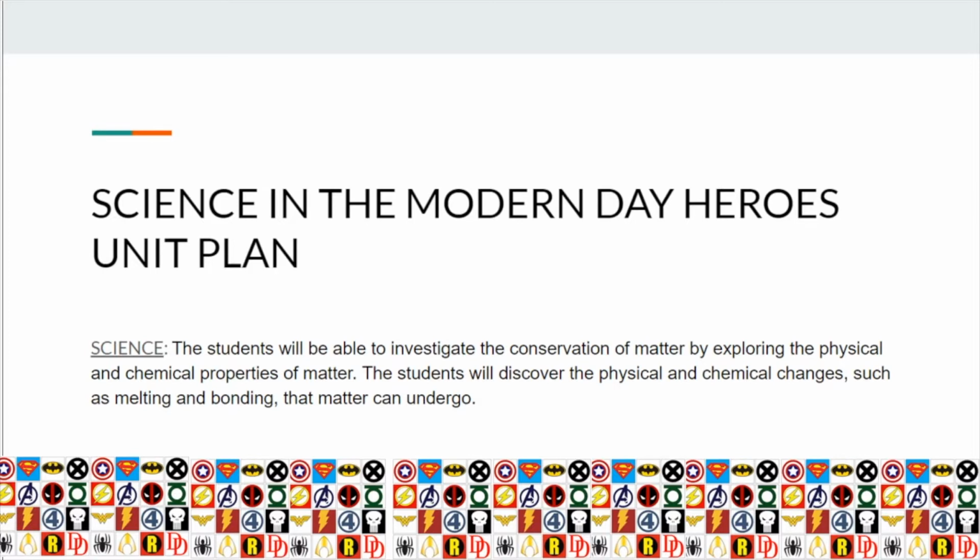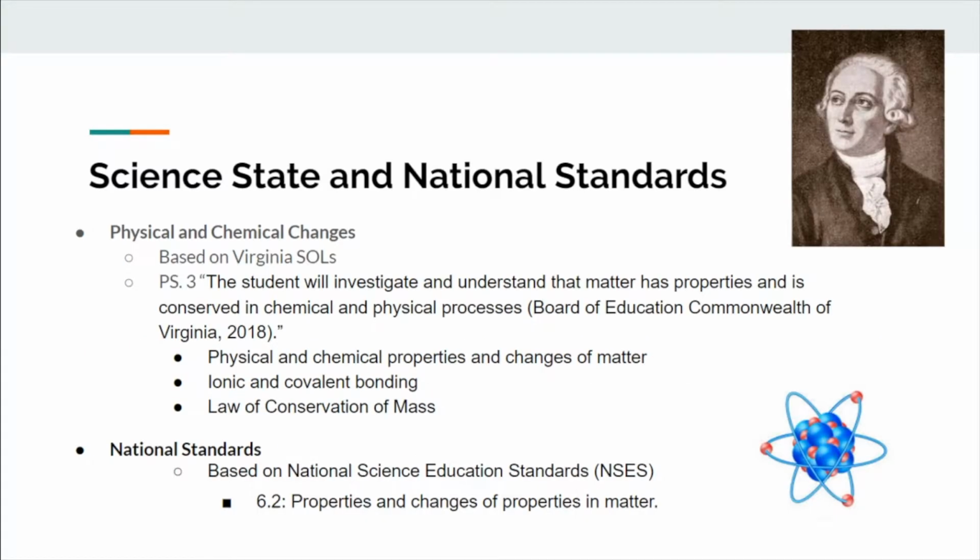The goals and objectives for science were created based on the Virginia Standards of Learning and the National Science Education Standards. The state standard that was used for this unit is PS3. Under the standard, students should be able to identify physical and chemical properties that pure substances can have, as well as comprehend the changes that these substances can undergo. The students should also be able to understand two of the main types of bonding, which are ionic and covalent.